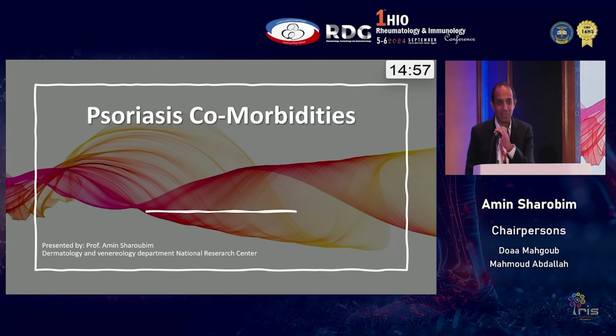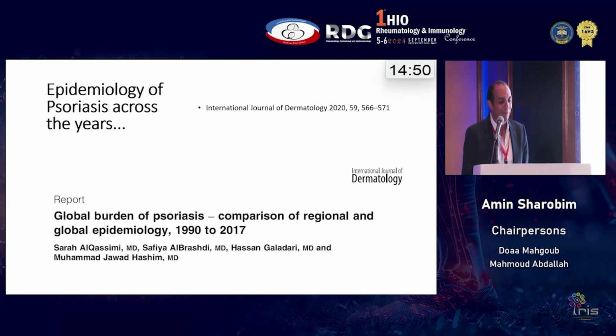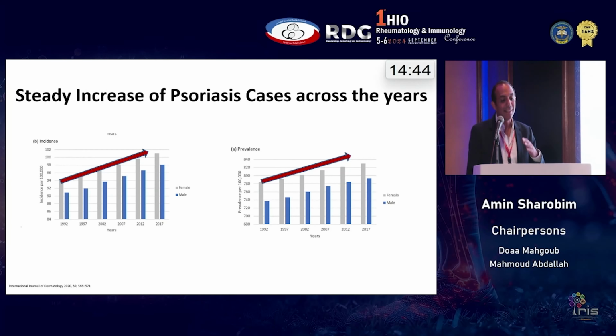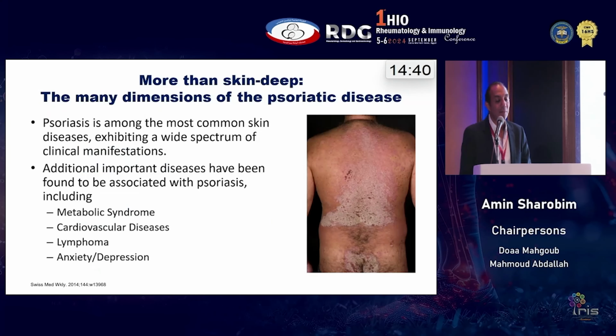It's a bit challenging to illustrate the psoriasis comorbidities and disease burden, so I'll try to be fast. So now we know that there is a global burden for psoriasis. And as we can see, there is a steady increase of psoriatic cases all over the years. And this is bringing more than a burden for all our patients, because psoriasis is more than a skin disease.